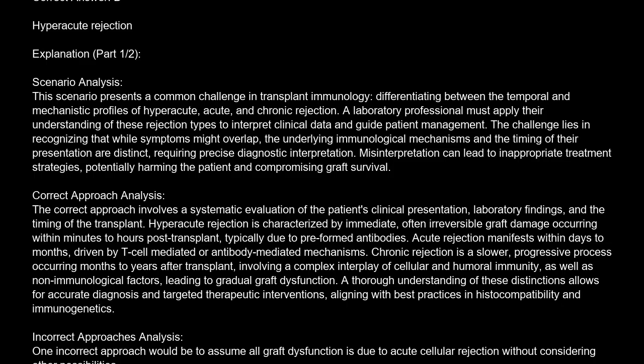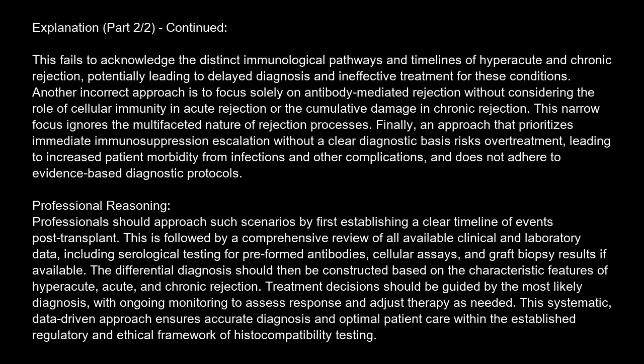One incorrect approach would be to assume all graft dysfunction is due to acute cellular rejection without considering other possibilities. This fails to acknowledge the distinct immunological pathways and timelines of hyperacute and chronic rejection, potentially leading to delayed diagnosis and ineffective treatment for these conditions. Another incorrect approach is to focus solely on antibody-mediated rejection without considering the role of cellular immunity in acute rejection or the cumulative damage in chronic rejection. This narrow focus ignores the multifaceted nature of rejection processes.